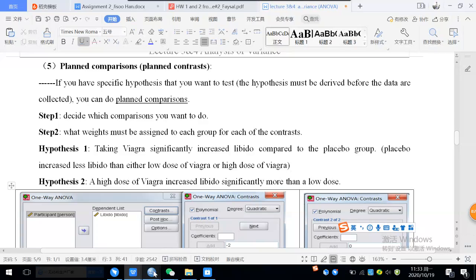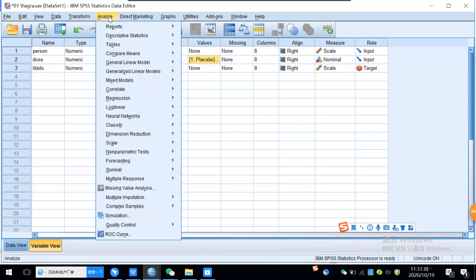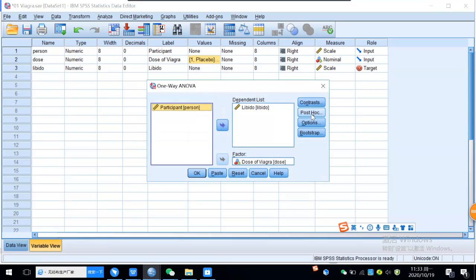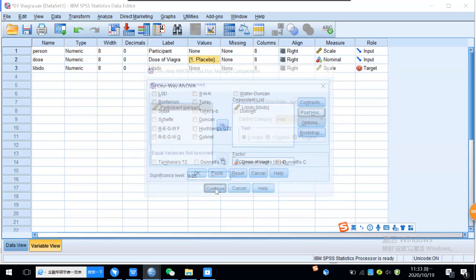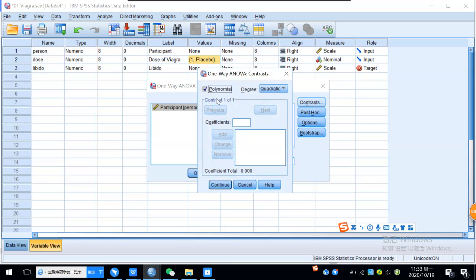Okay. So here, Analyze, Compare Means, One-Way ANOVA. The post hocs, I will remove them because I don't need them. This time I use the contrasts. Okay, not this one, but here.